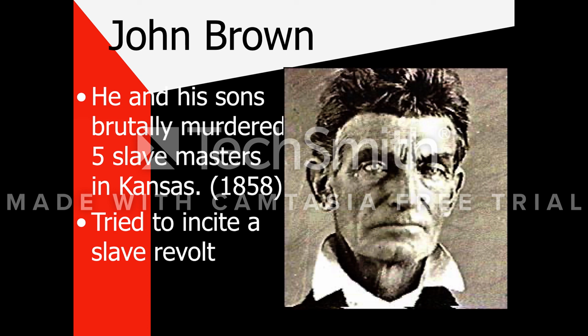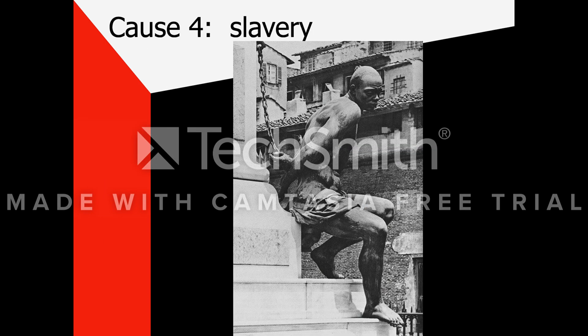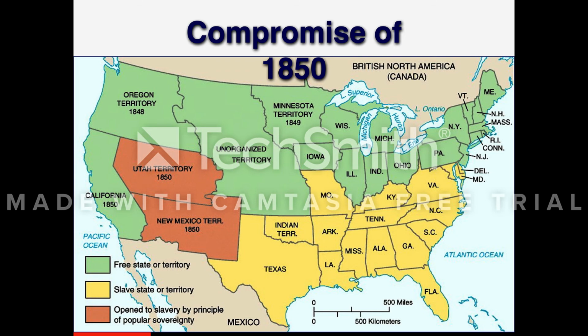He and his sons brutally murdered 5 slave masters in Kansas. So this is another abolitionist, and in 1858 they tried to incite a slave revolt. So sort of a slavery revolution. And finally, the last cause of the Civil War was slavery.